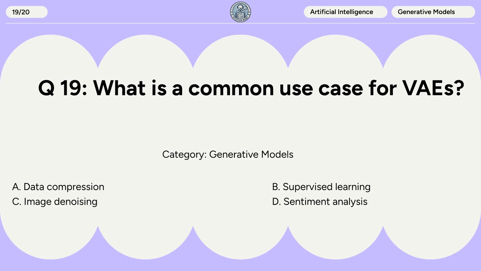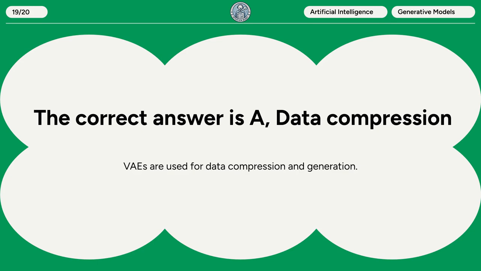Question 19. What is a common use case for VAEs? A. Data compression. B. Supervised learning. C. Image denoising. D. Sentiment analysis. The correct answer is A. Data compression. VAEs are used for data compression and generation.